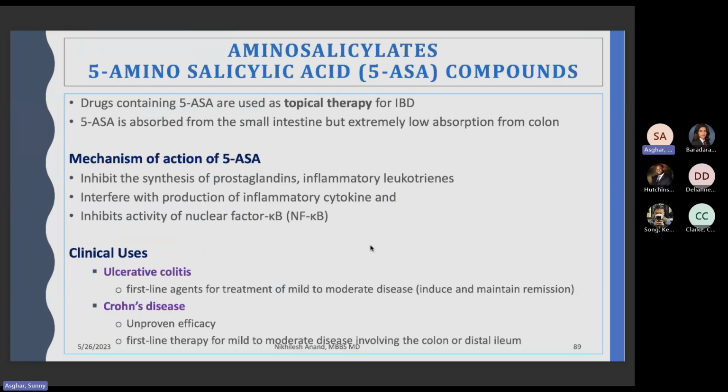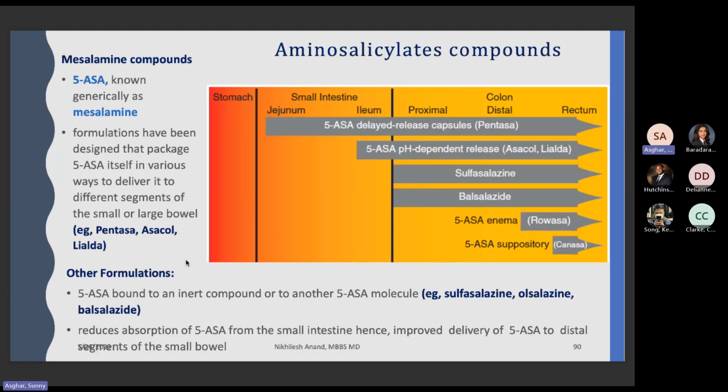And this was just your salicylic acids for your IBD, listing out your mechanism of actions. What are they doing, right? Inhibiting synthesis. What are they interfering with, and what do they inhibit the activity of? Mention that as well. And then what are the uses? Crohn's disease, UC, and how it can help.